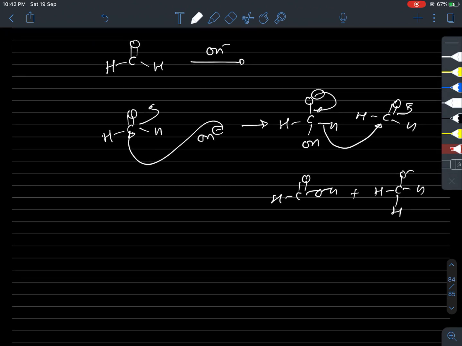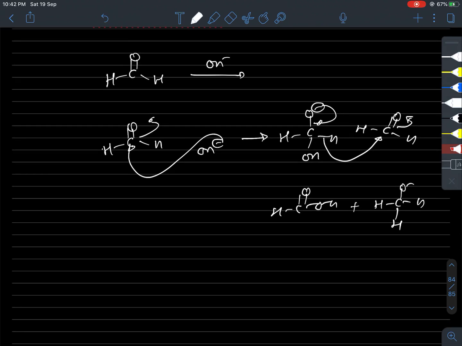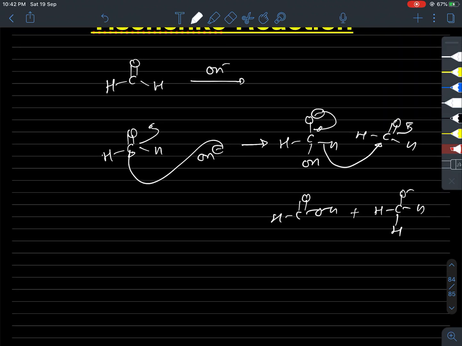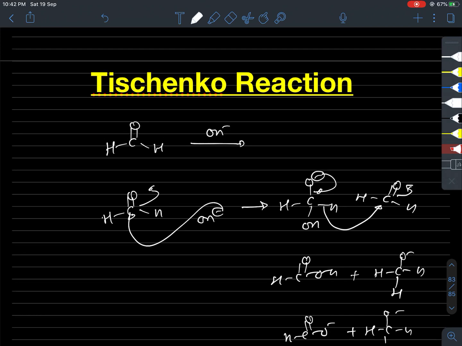So that involves the hydride ion transfer, H minus transfer, and thereafter an acid base reaction will take place and it will become simply one part alcohol, the other part carboxylate. So that's why we say it is a disproportionation reaction, CH2OH and HCOO minus. One is getting oxidized, the other is getting reduced.